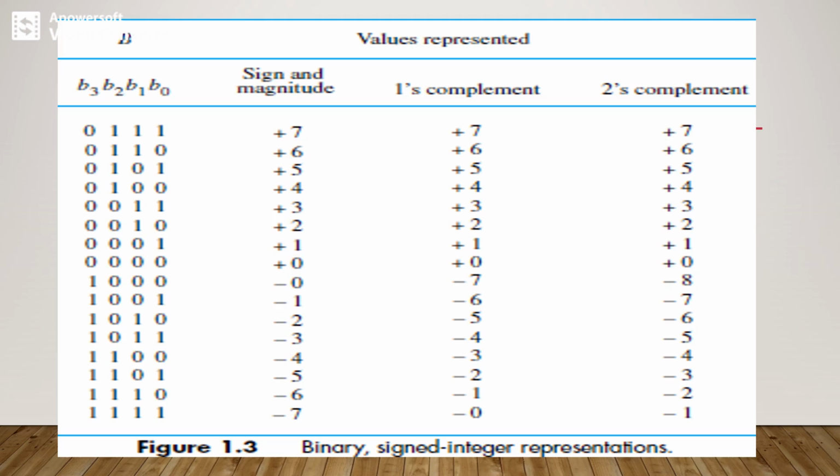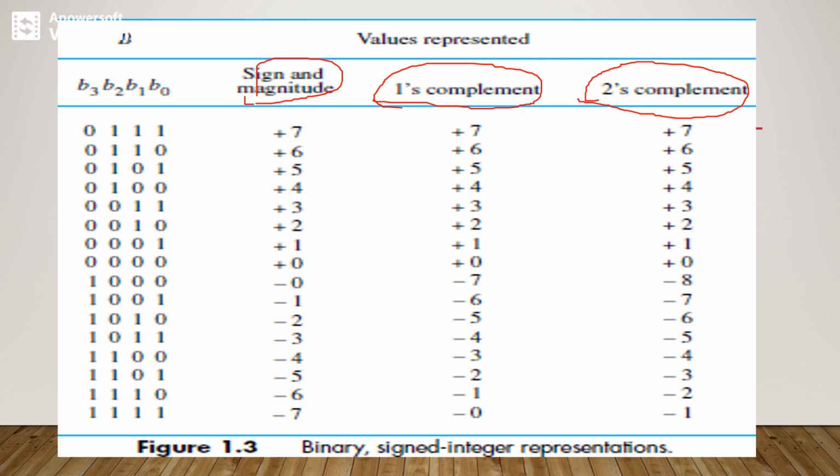So here we can observe binary signed integer representation. We have different numbers with their respective sign and magnitude, 1's complement representation, as well as 2's complement representation, shown in the diagram. We can observe that in the case of positive numbers, it is not necessary to convert them into 1's complement or 2's complement form.